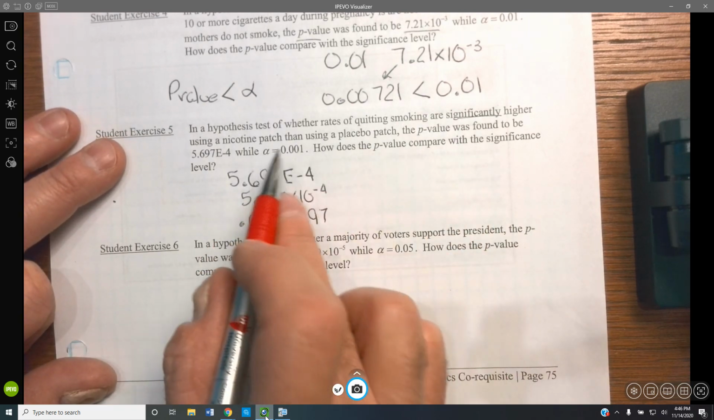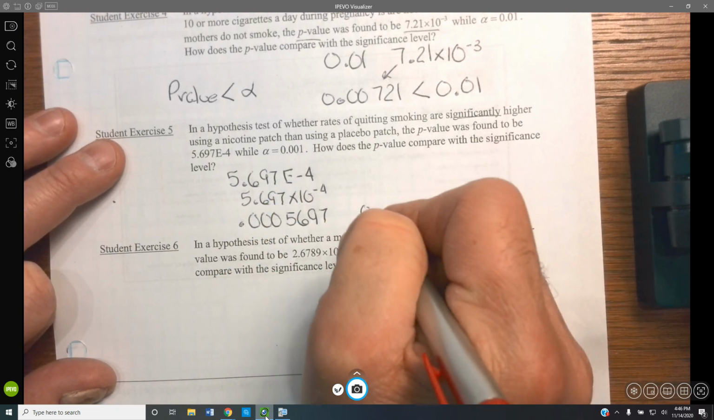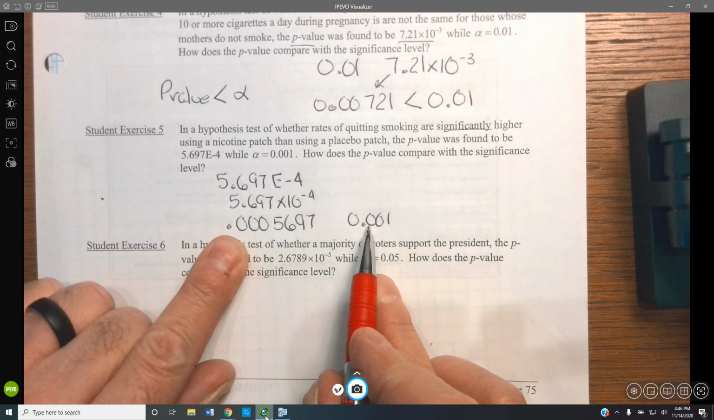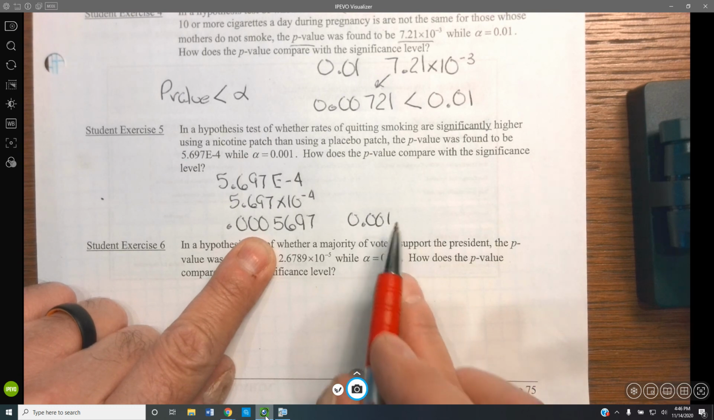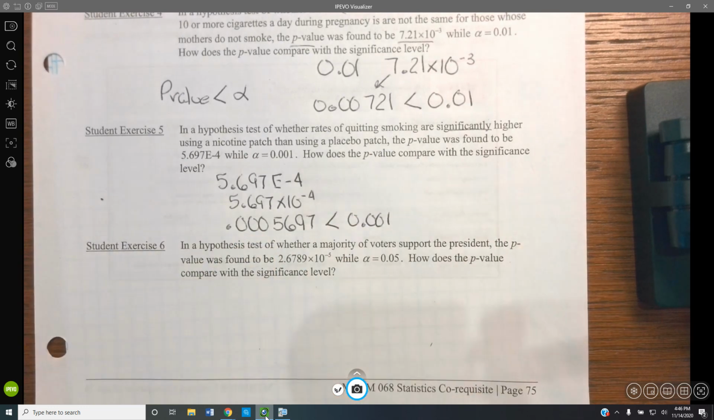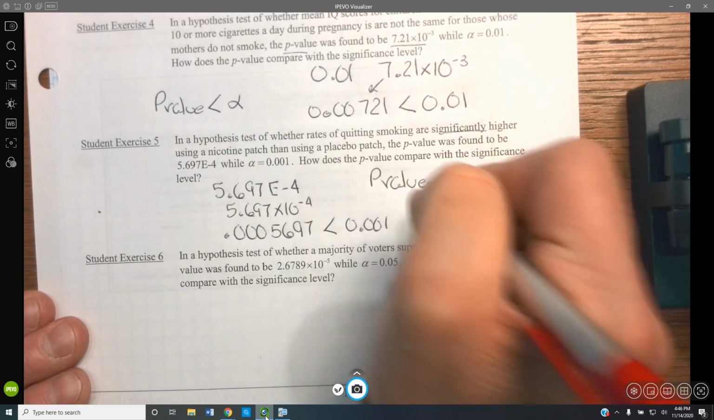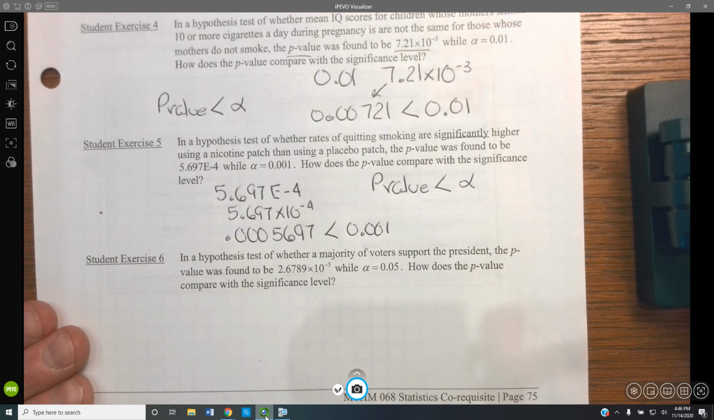We're comparing that to an alpha level of 0.001. How does that compare to 0.001? Okay, we'll compare the decimals. In the 10th, there's zeros. In the 100th, there's zeros. We get to the thousandths, this one's bigger. P-value is less again. So once again, the p-value comparison is p-value is less than alpha value.